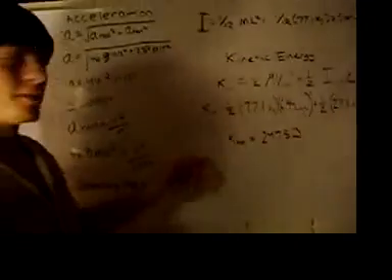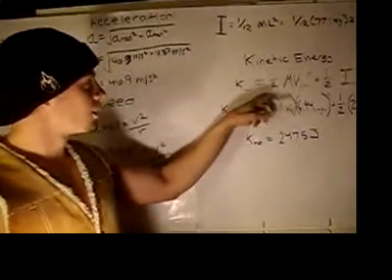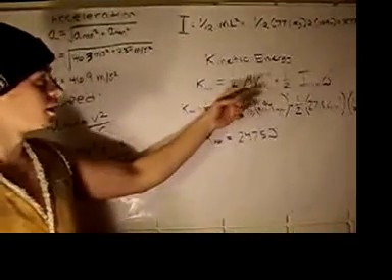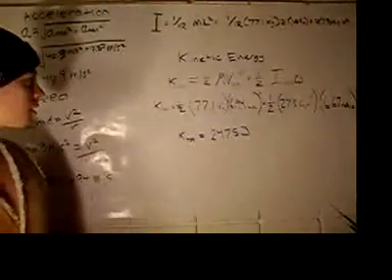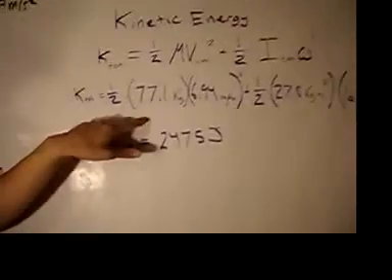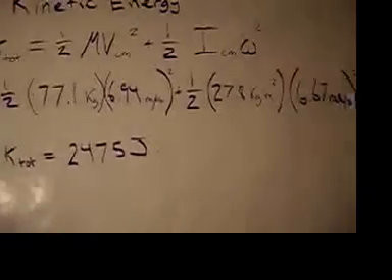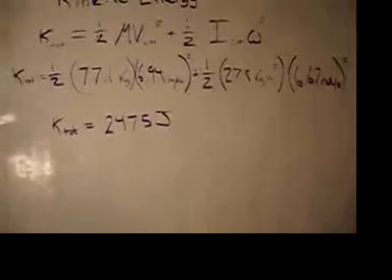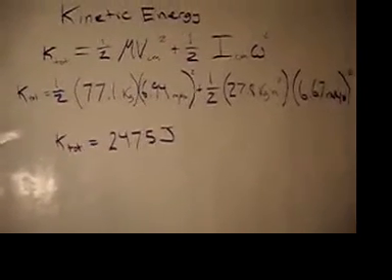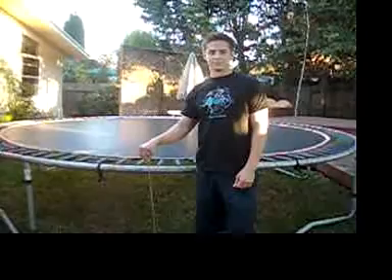Okay, then finally we're going to find the kinetic energy. For this equation, we use 1/2 mv of centripetal motion squared plus 1/2 of I in centripetal motion times omega squared. We plug this in for 1/2, 77.1 kilograms, times 6.94 meters per second squared plus 1/2 27.8 kilograms per meter squared times 6.67 radians per second squared. And our final answer is 2,475 joules.